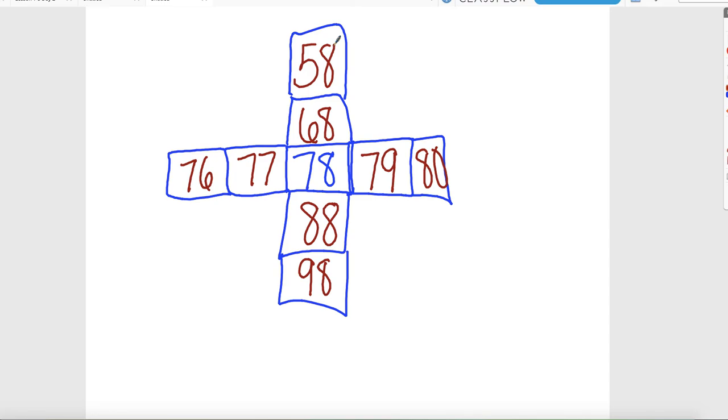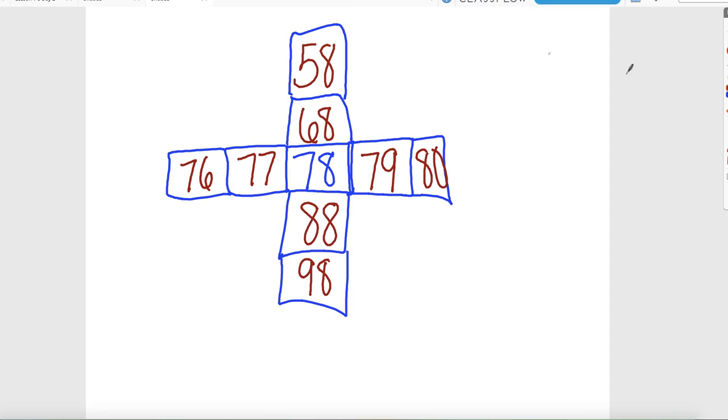Do I have to count 1, 2, 3, 4, 5, 6, 7, 8, 9, 10 each time? No. I do not have to count it each time. I'm training my brain to remember. Up and down, I only jump 10 more. 58, 68, 78, 88, 98. Okay? The only thing that changes is the number in the tens place.